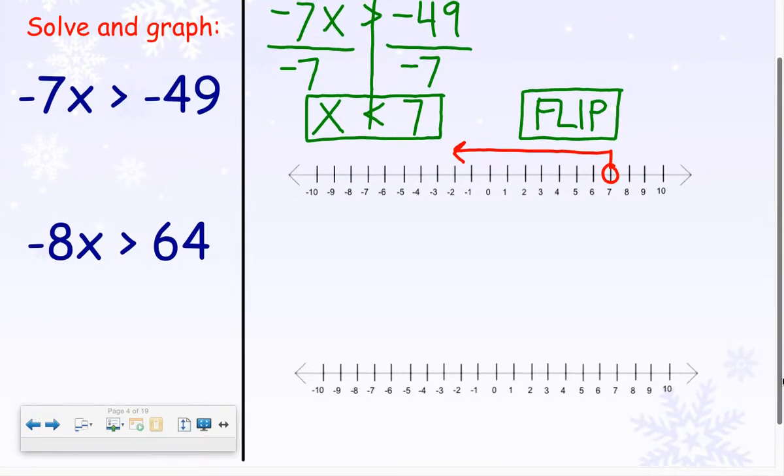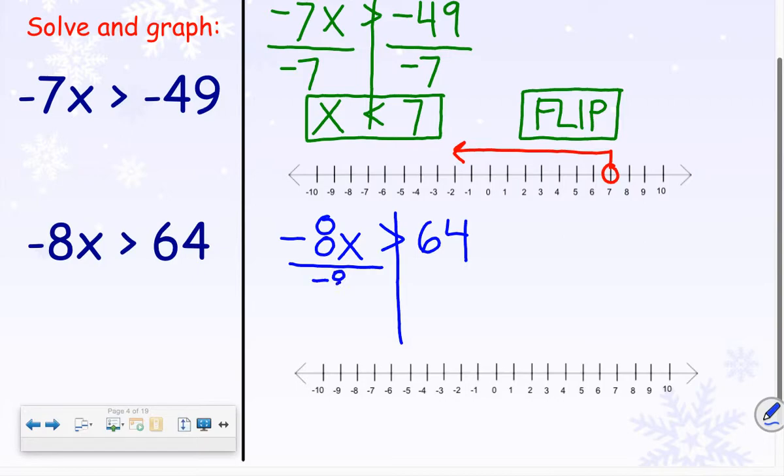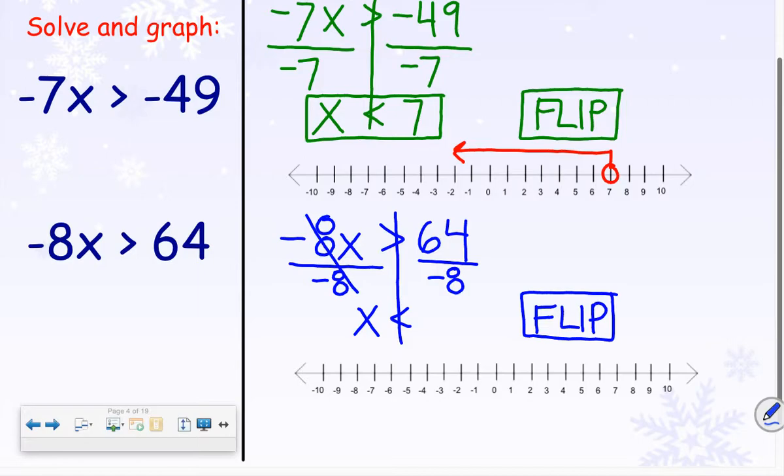All right, negative 8x is greater than 64. Divide both sides by negative 8. Since we're dividing by a negative, we have to flip. 64 divided by negative 8 is negative 8. Variables on the left, so it is ready to graph. So open circle on negative 8, arrow pointing to the left, so shade to the left.